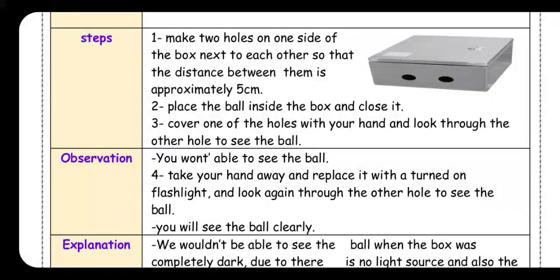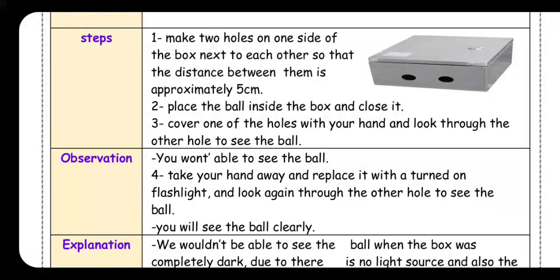We put the pole inside the small box and close the box. After that, we make two holes on any side of the box. In the first hole, we put our hand. In the second hole, we put our eye. Can we see anything? No, because there is no light. There is no source of light.